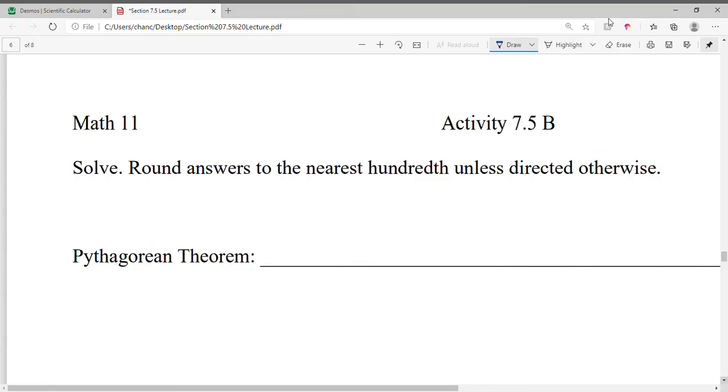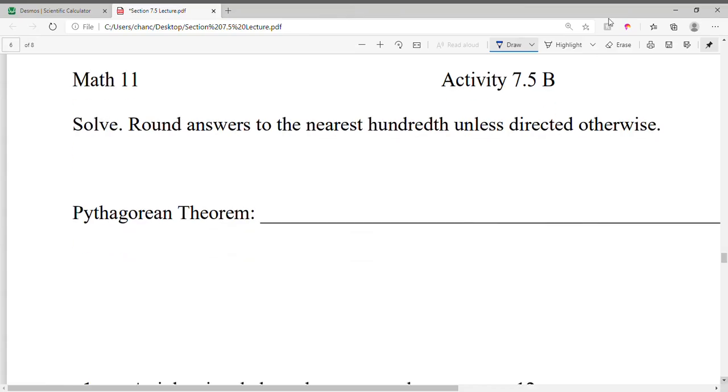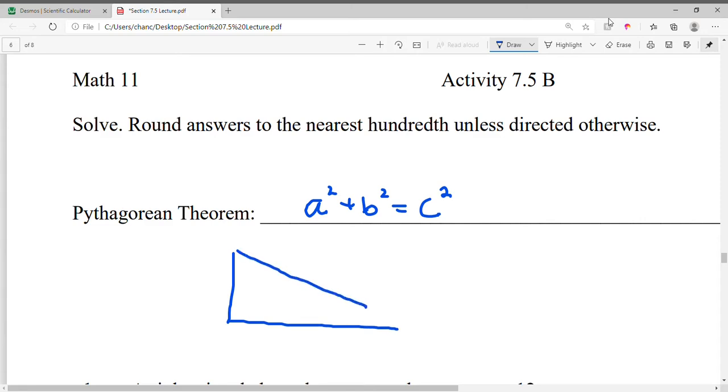In the second part of our worksheet, we're going to look at the Pythagorean Theorem. Recall the Pythagorean Theorem is a squared plus b squared equals c squared. And this only works for a right triangle. The legs of our right triangle are the legs A and B. The longest side of our triangle is always labeled C, and that's known as the hypotenuse of the triangle.